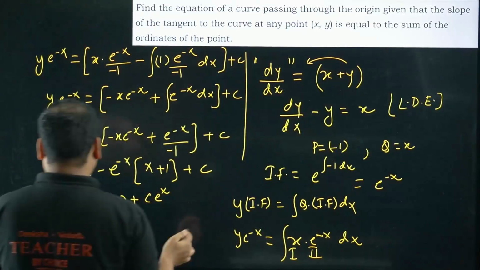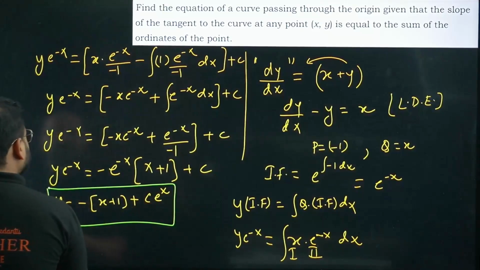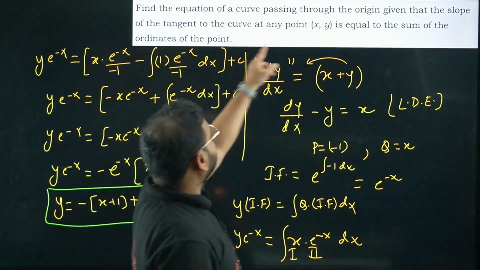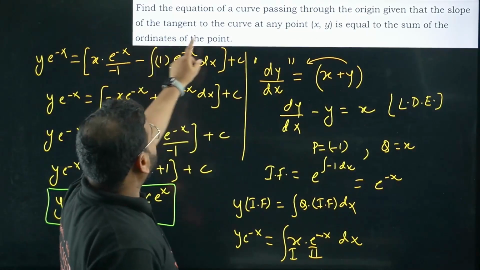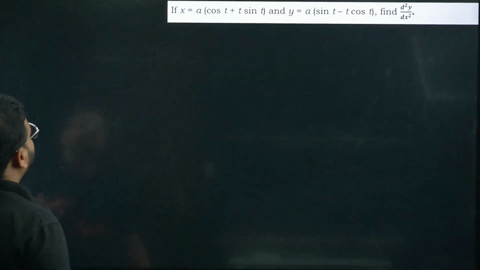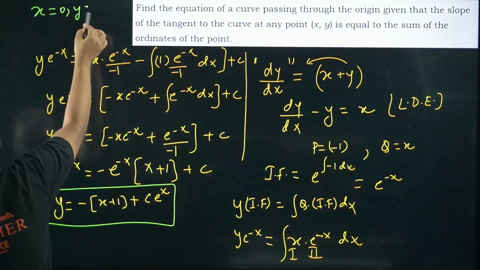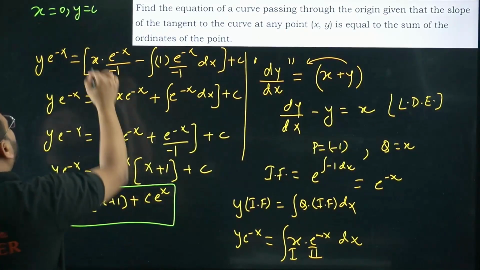This is your answer. Okay, but is that it, sir? Is the final answer like this? No, sir. They have given passing through the point origin. They've mentioned somewhere, curve passing through the origin, means they have given a value over here. Please check, they've given a value over here, x equals 0 and y equals 0.